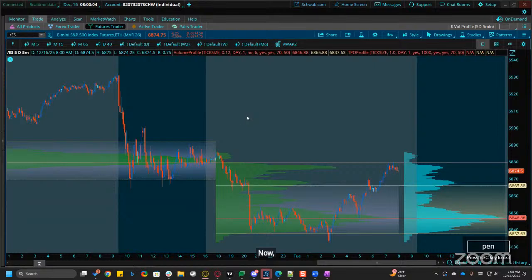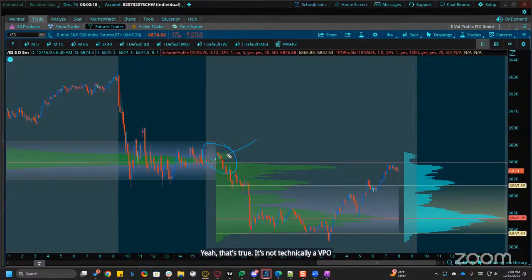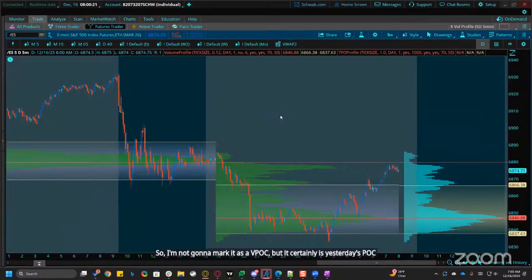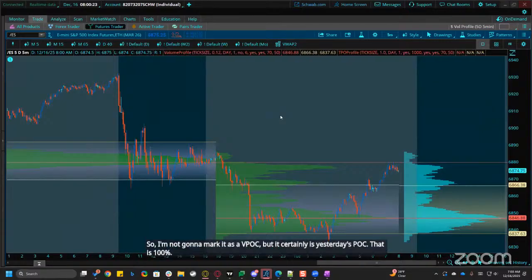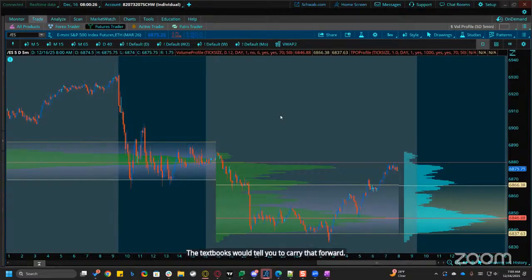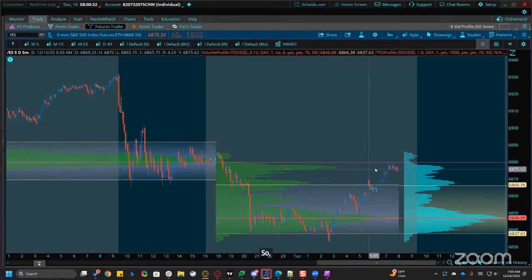Now somebody's going to say, well, you already hit it back here. Yeah, it's true. It's not technically a VPOC because of that. We opened and we fell through it. So I'm not going to mark it as a VPOC, but it certainly is yesterday's POC. That is 100%. The textbooks would tell you to carry that forward every day anyways. And it looks like they were front running it. So they put in a lot of work right there.